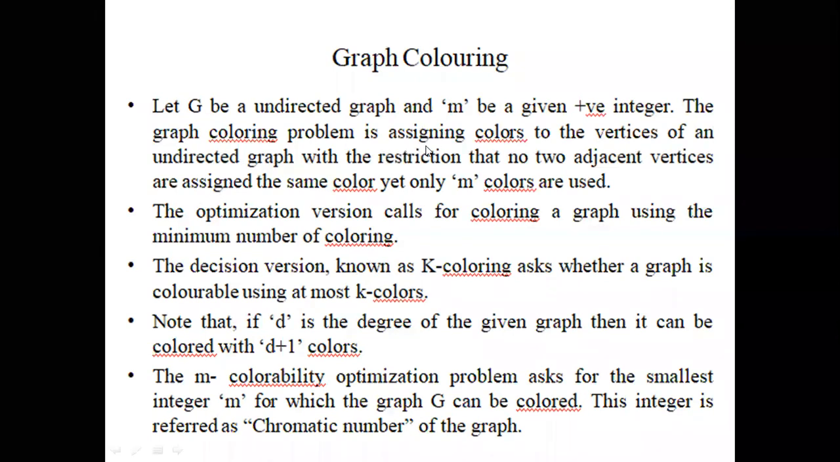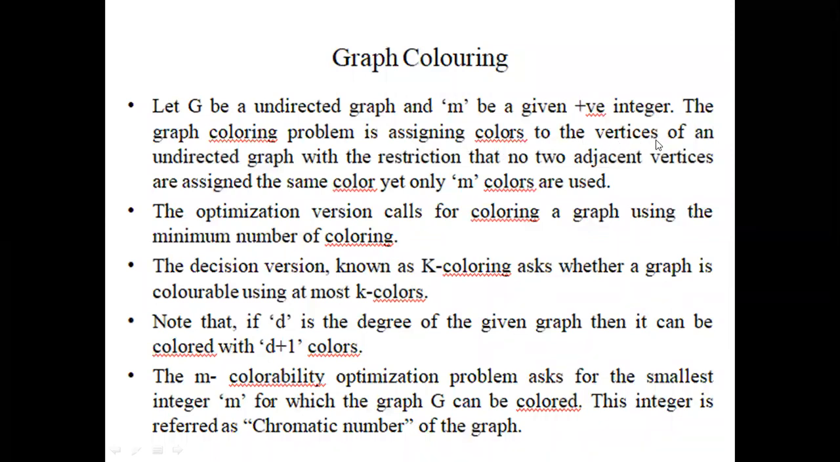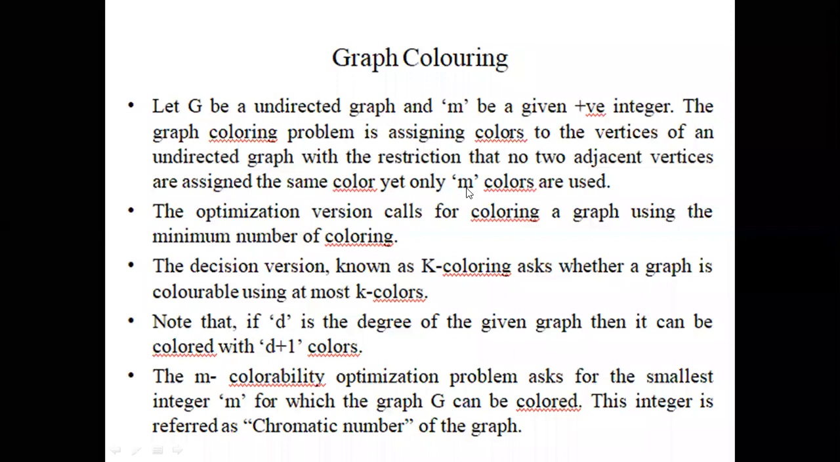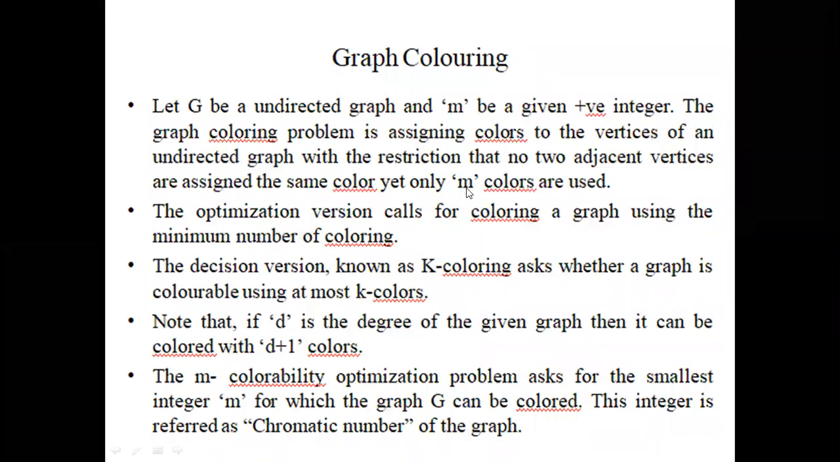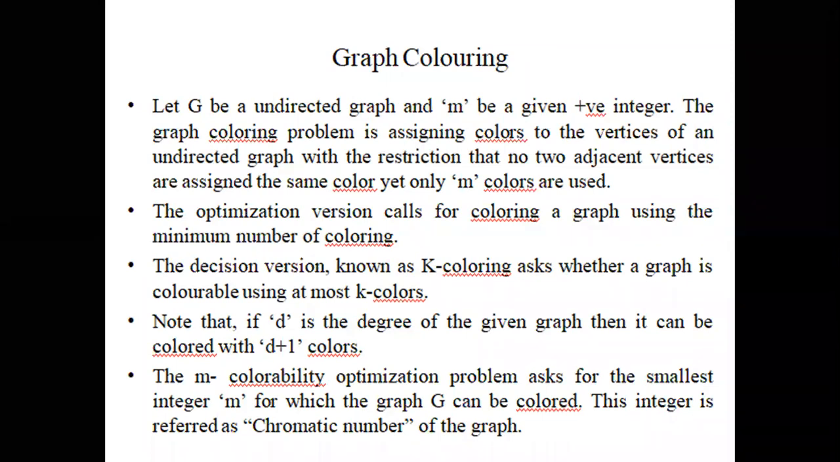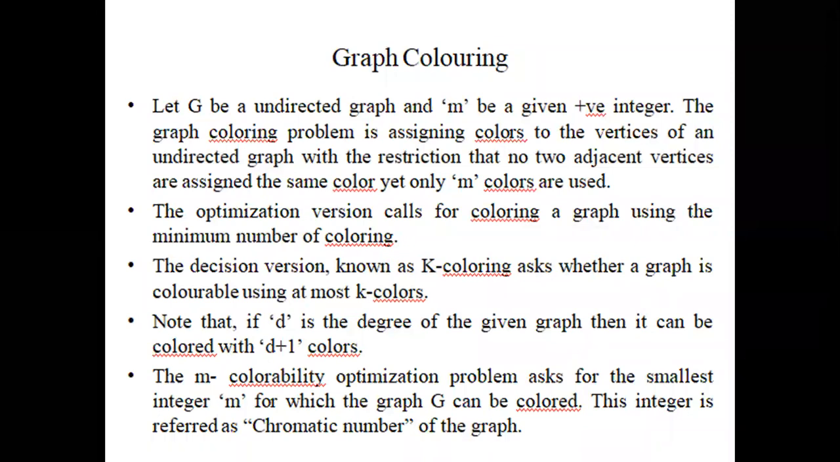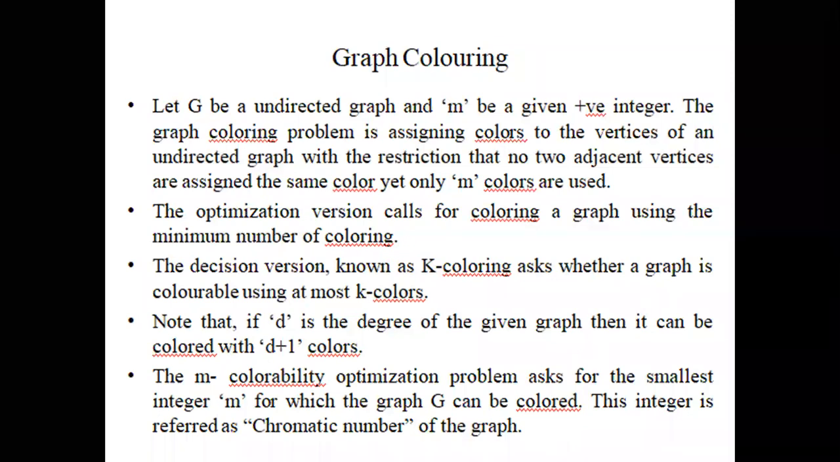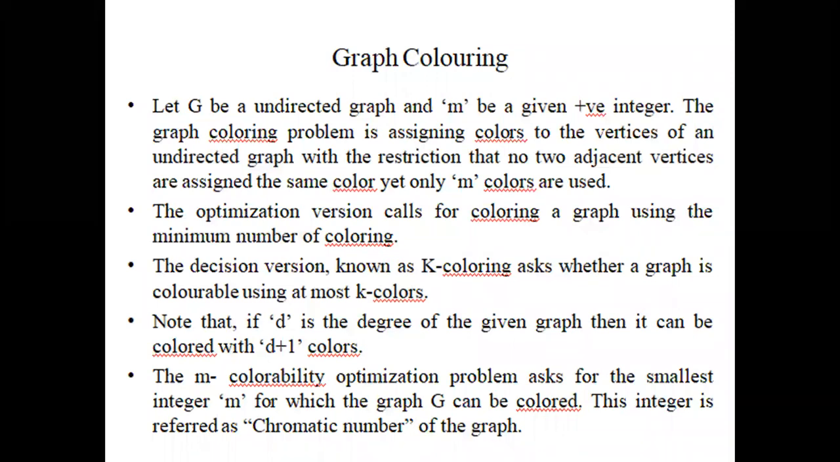The graph coloring problem is to assign colors to the vertices of an undirected graph with the restriction that no two adjacent vertices have the same color. Suppose you are using M colors, no two adjacent nodes have the same color. So you are finding the number of colors for a given graph G, such that no adjacent nodes have the same color.